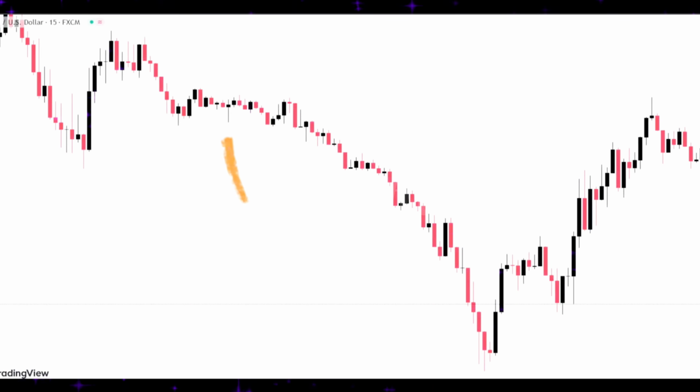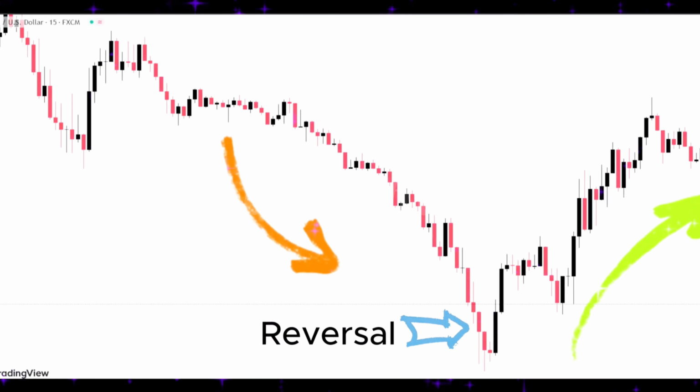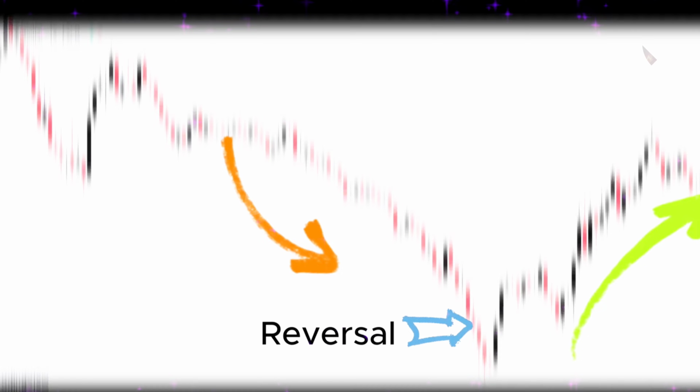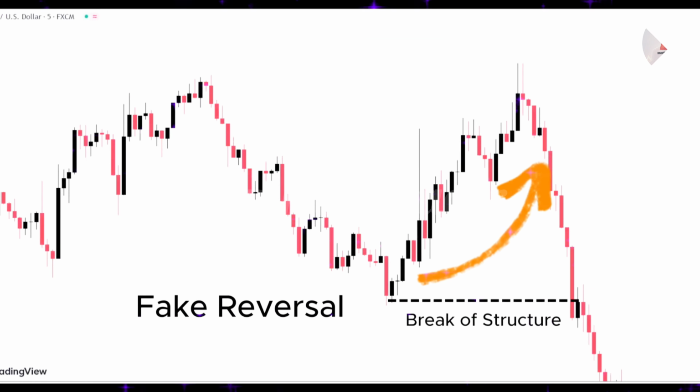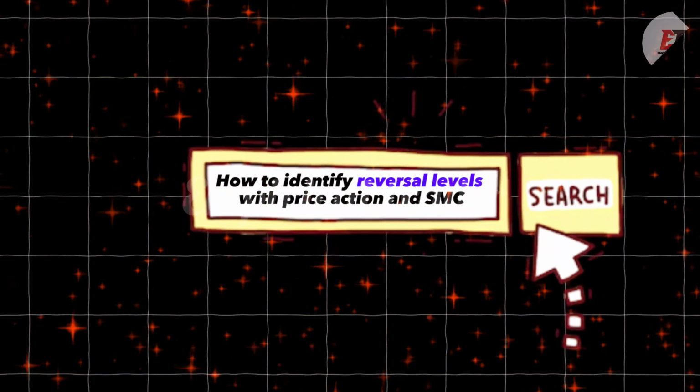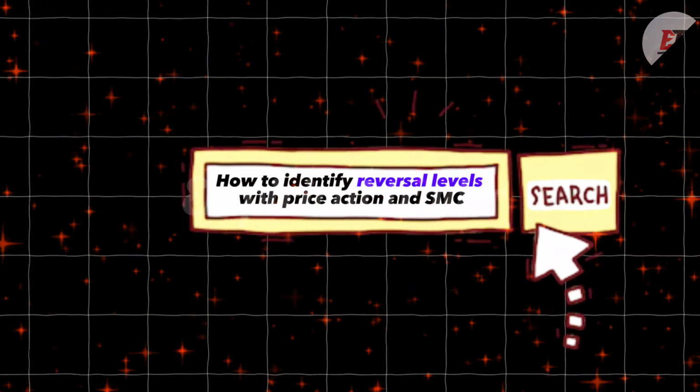Identifying the market's direction and its reversal levels can often be confusing because the market sometimes tends to make false signals before an actual trend reversal happening on a certain market. So the question is, how can we identify the real reversal levels using price action and smart money concepts?